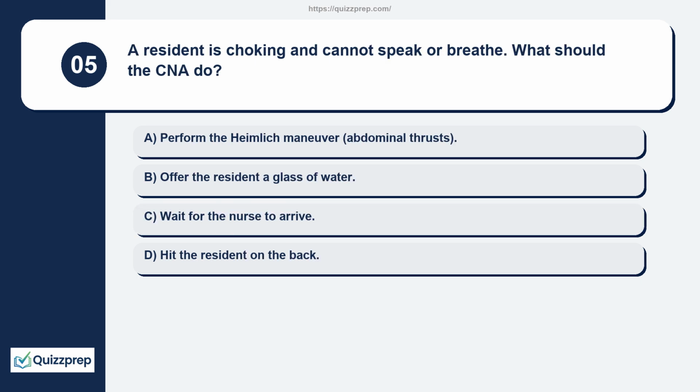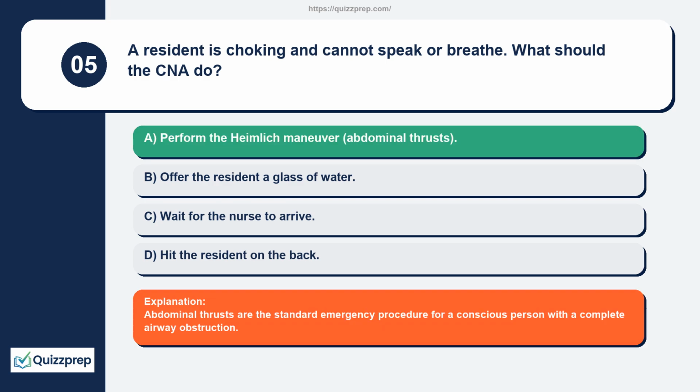Question 5. A resident is choking and cannot speak or breathe. What should the CNA do? Perform the Heimlich maneuver, abdominal thrusts. Offer the resident a glass of water. Wait for the nurse to arrive. Hit the resident on the back. Abdominal thrusts are the standard emergency procedure for a conscious person with a complete airway obstruction.